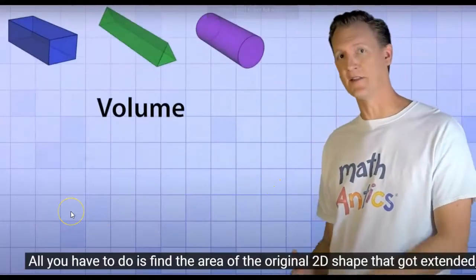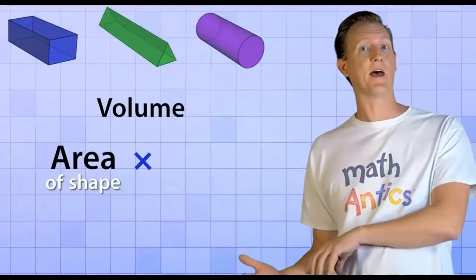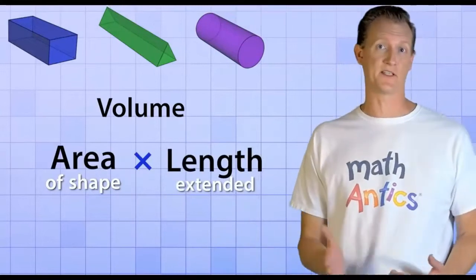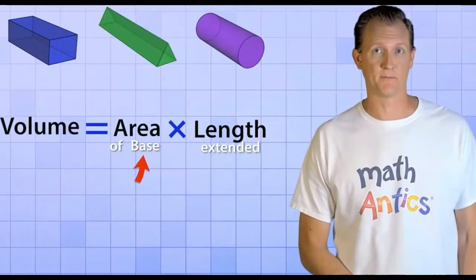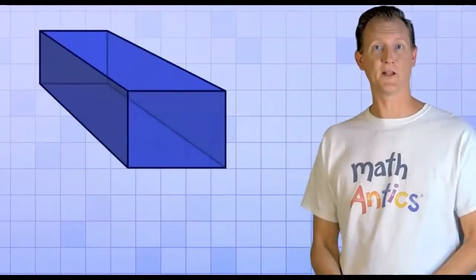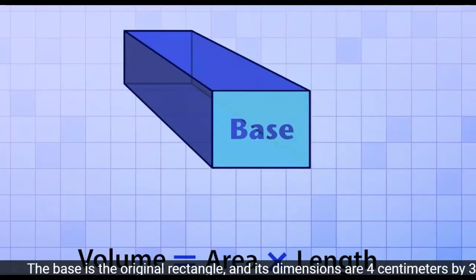All you have to do is find the area of the original 2D shape that got extended and then multiply that by the length or distance that it was extended. Usually, that original shape is called the base of the object. So, let's start with this rectangular prism and calculate its volume. The base is the original rectangle and its dimensions are 4 centimeters by 3 centimeters.